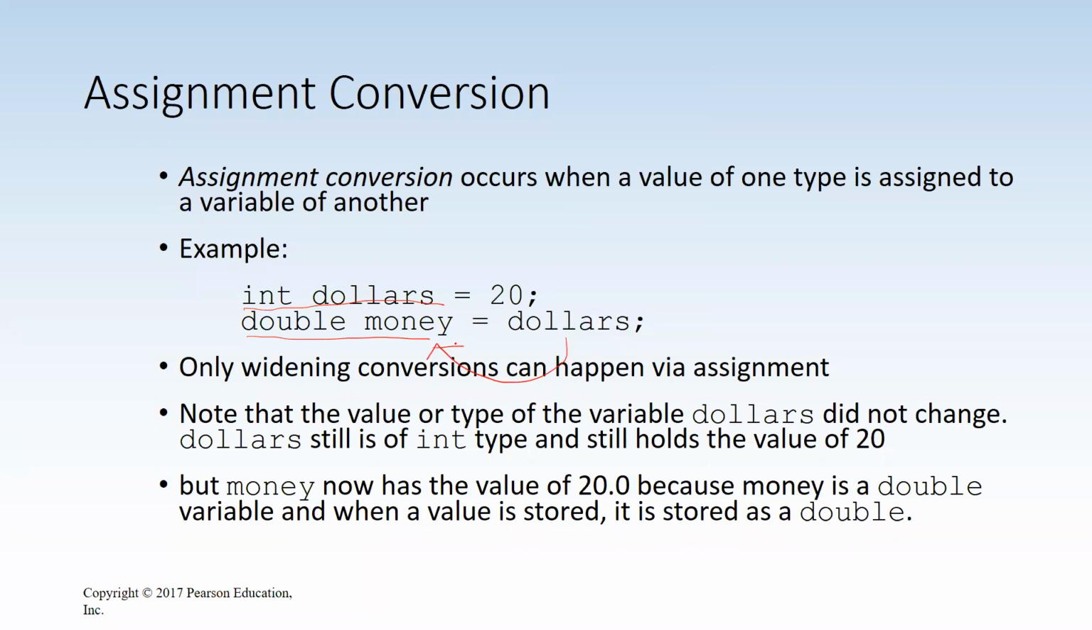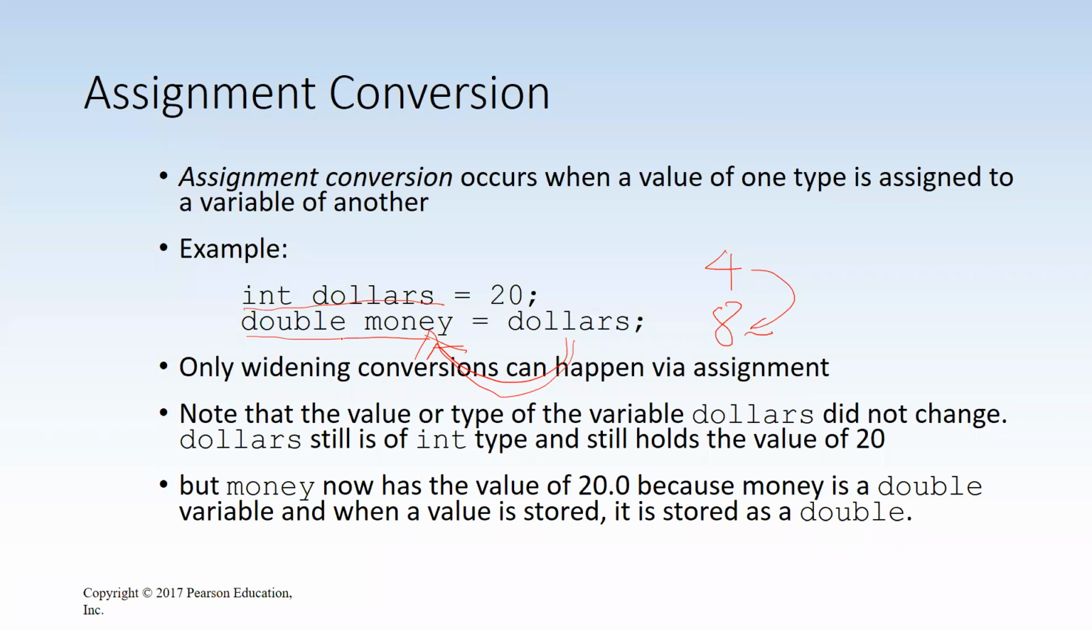That's called widening. Why? Because an int uses 4 bytes, a double uses 8 bytes. So you can put a smaller foot into a bigger shoe, right? You cannot put a big foot into a small shoe. So that's what this means. You can put dollar into double directly, no problem.